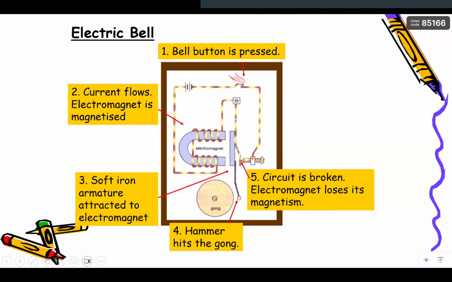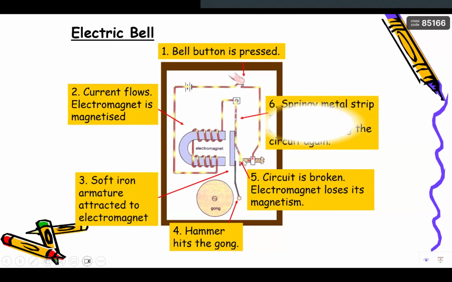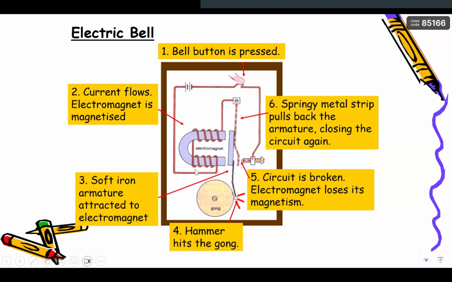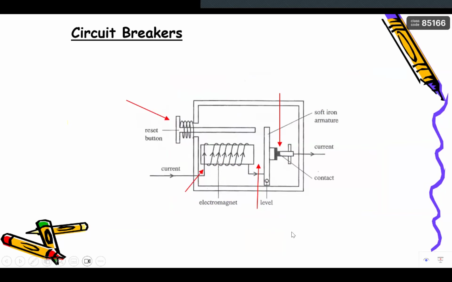And when it goes back to its original position, it will again close the contact over here and current will start to flow again, and then the hammer will continue to hit the gong again. So when you hear an electric bell, it's like ling, the bell rings non-stop. So the cycle keeps repeating itself.